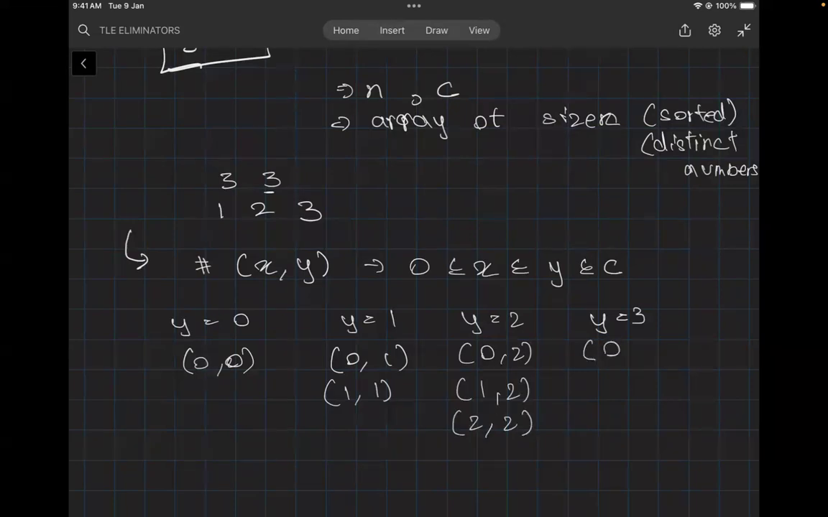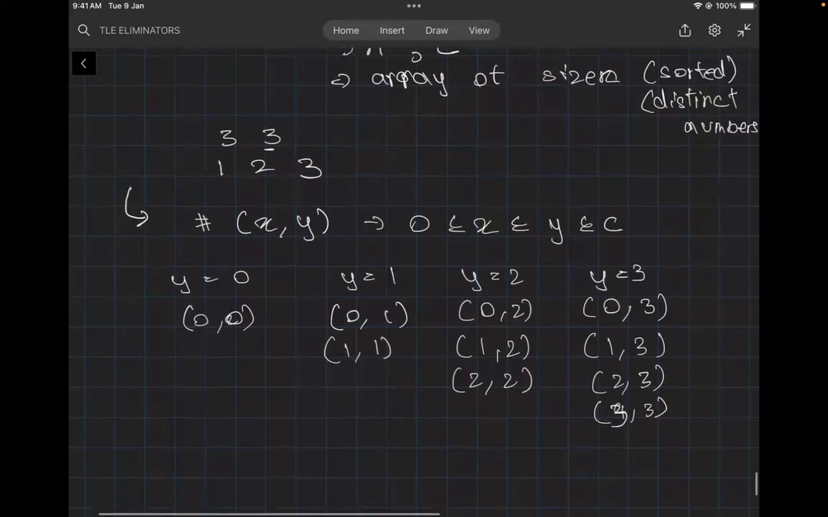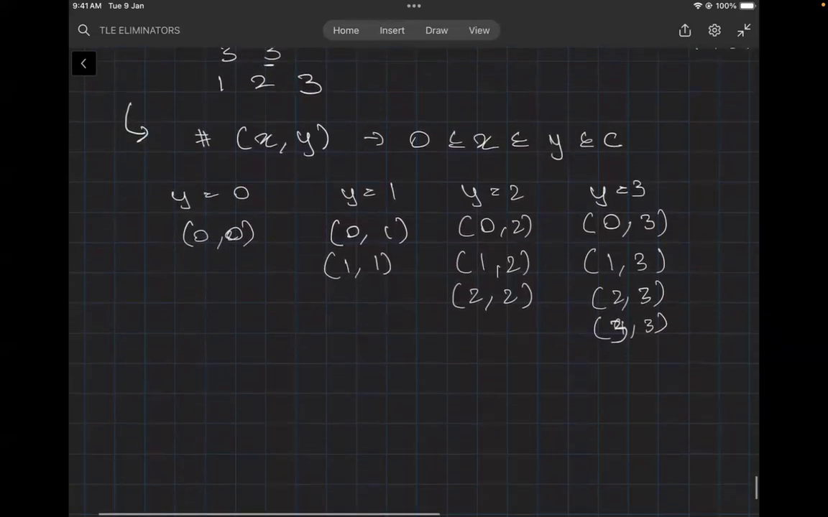Here we can make 0, 3. We can make 1, 3. We can make 2, 3. And we can make 3, 3. Sorry. So do you guys see how many pairs we can make? We can make 10 pairs here. Okay.